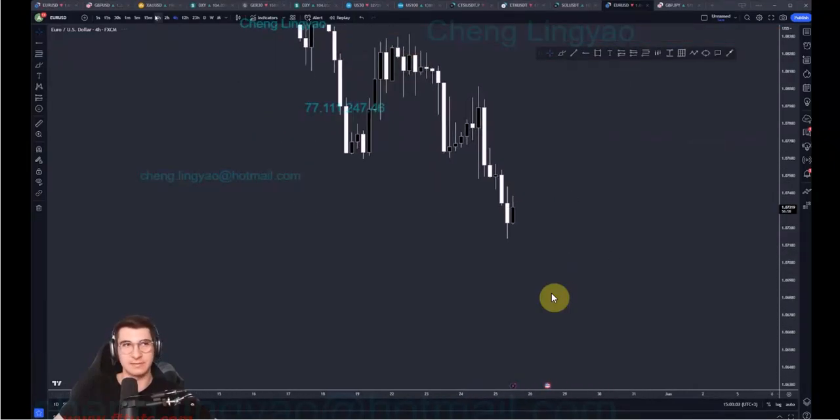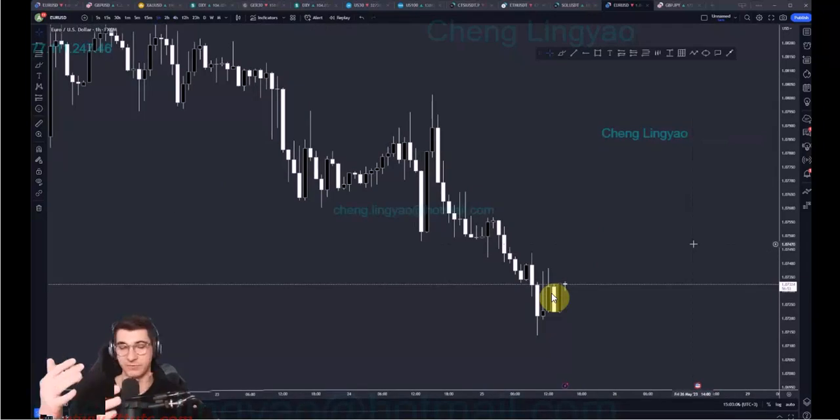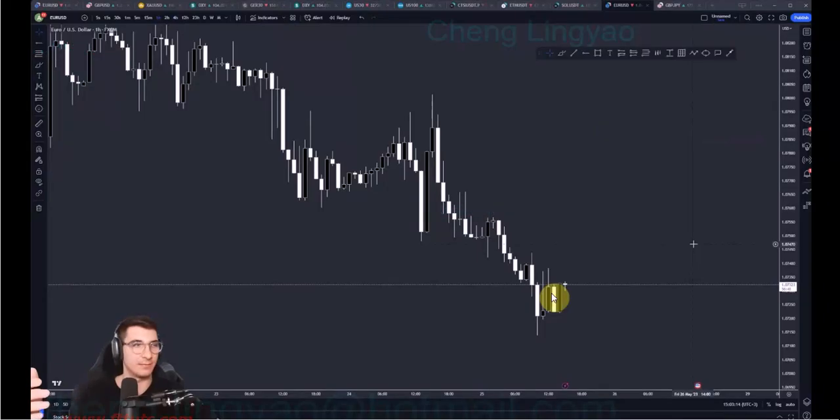So as I said, imbalances can be used on any time frame. I like to use them on the 4-hour for bigger swings. If I'm looking for an entry on the 4-hour or an area to take an entry for, I like to mark the imbalances on the 4-hour, 1 hour, 15-minute, 5-minute and 1 minute.